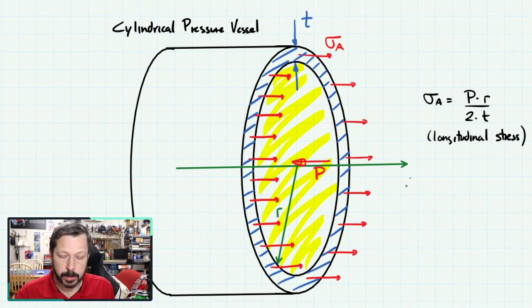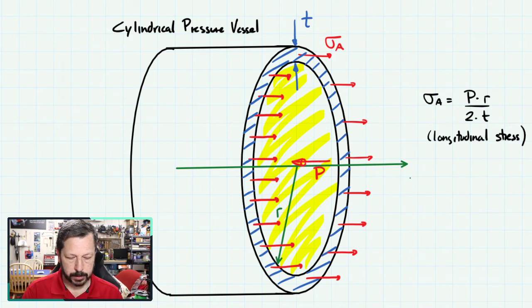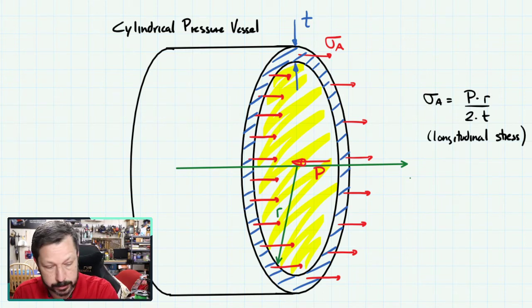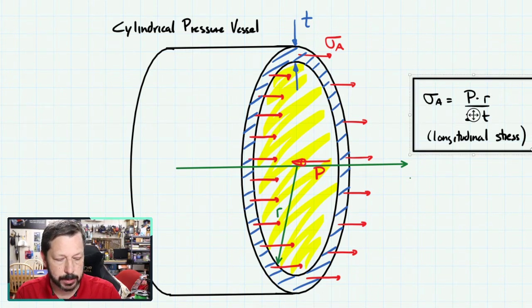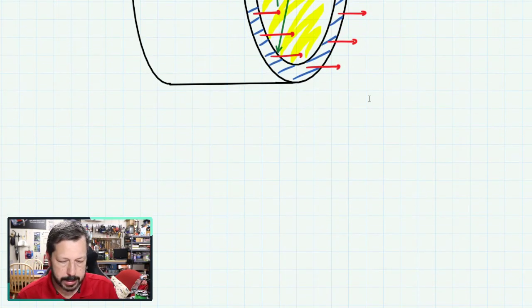But there are other ways that we could slice this pressure vessel that would create different stresses. So in cylindrical pressure vessels, you do have this longitudinal stress or this normal stress, but you also have what's called a hoop stress. So the hoop stress ends up being a worst case scenario for cylindrical pressure vessels. So that's the one that we usually need to work through, although they do have this normal or axial or longitudinal stress.